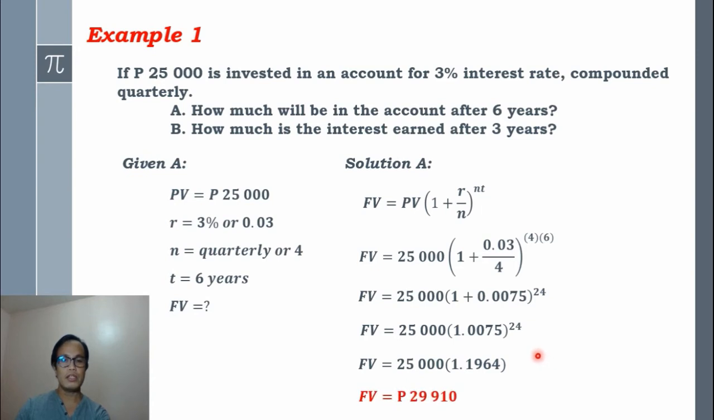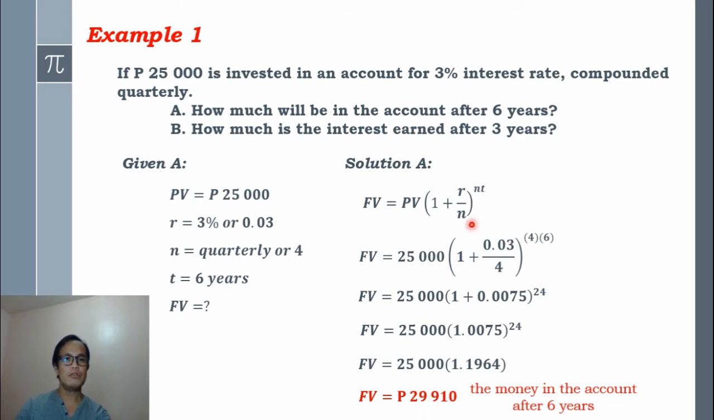So that would give us 29,910 pesos. So this is our future value for 25,000 invested at a 3% interest rate. This is now the amount in the account after 6 years. That is now the money in the account after 6 years. So from 25,000 to 29,910. So there is a compound interest of 4,000 plus 4,910.